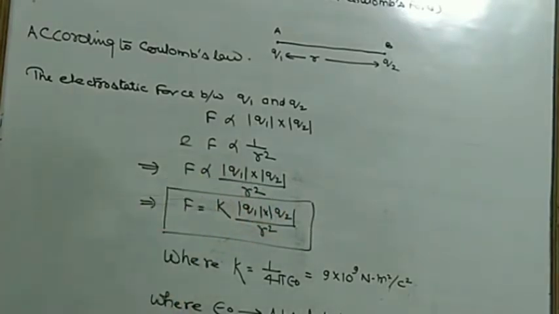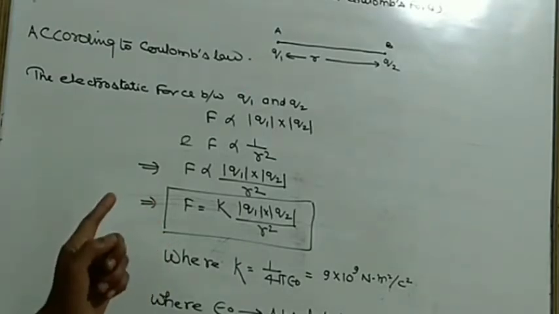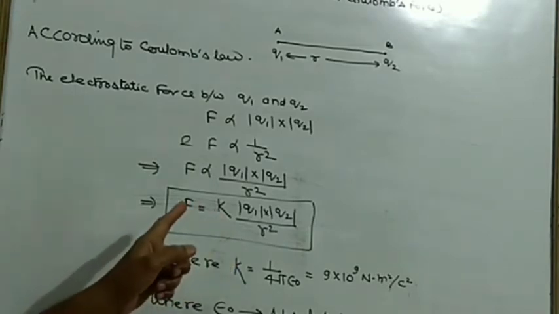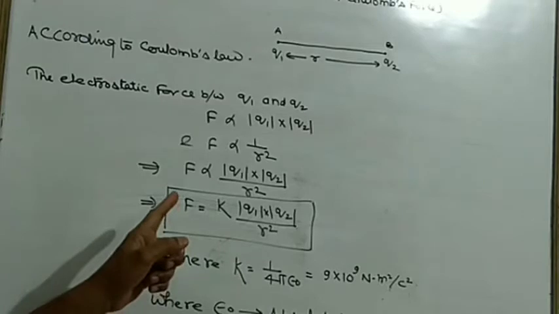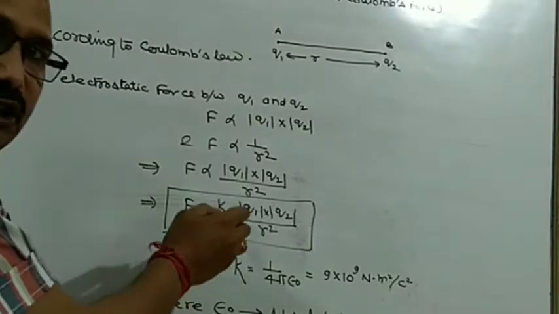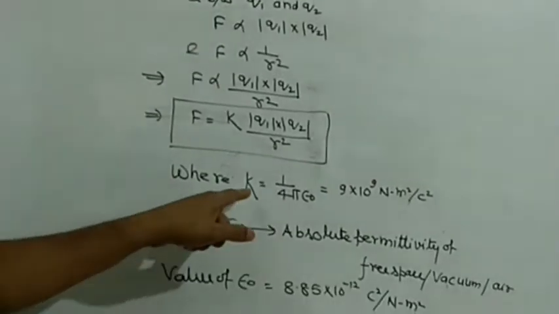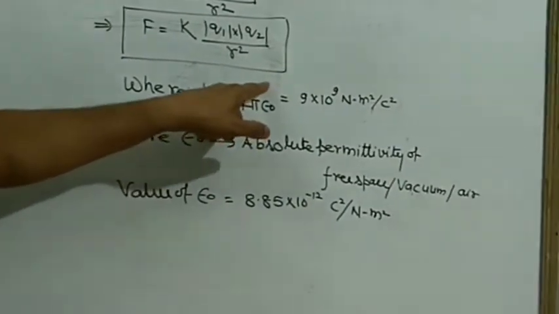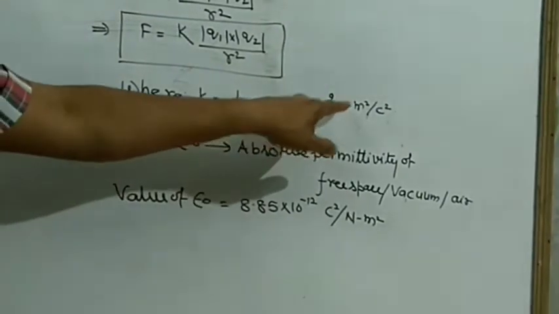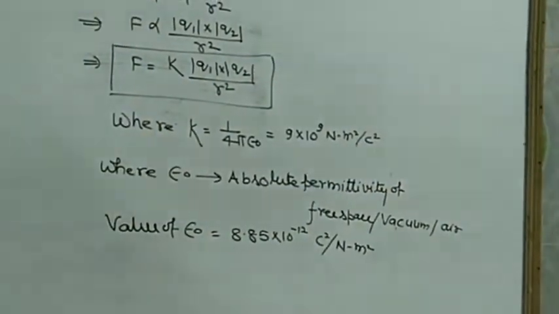Now we replace the sign of proportionality and we have to use a constant at this place. That constant is known as the constant of proportionality, where K is the constant of proportionality and it is known as Coulomb's constant. The value of this Coulomb's constant K equals 1 upon 4 pi epsilon naught, and this equals 9 into 10 to the power 9 Newton meter square per Coulomb square.